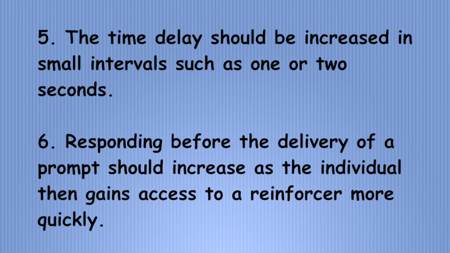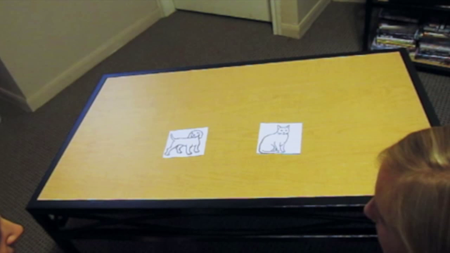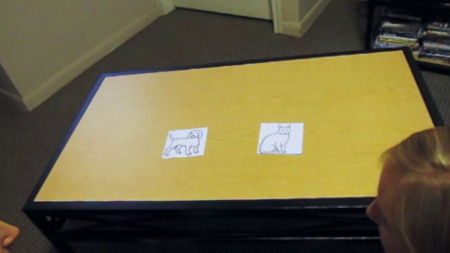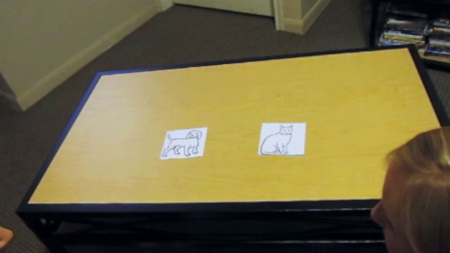The time delay should be increased in small intervals, such as 1 or 2 seconds. If the learner makes more than 2 errors in an individual session, the time delay should be reduced to the previous phase. Responding before the delivery of a prompt should increase as the individual gains access to a reinforcer more quickly. In teaching a match-to-sample discrimination task, an instructor may choose to use a time delay for prompting.